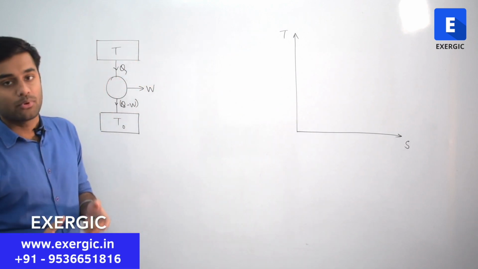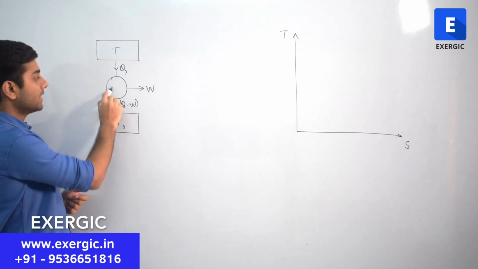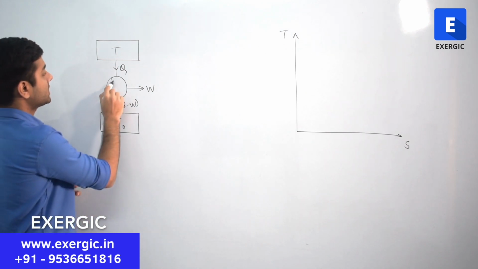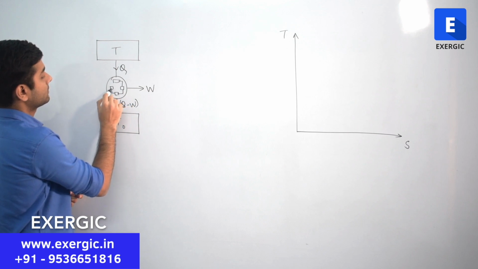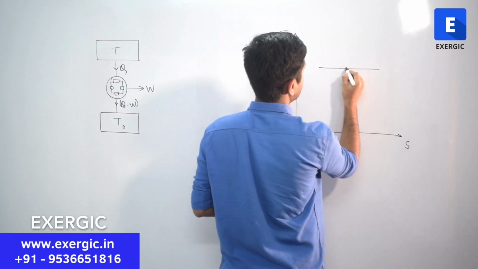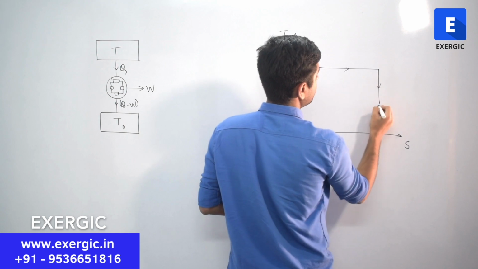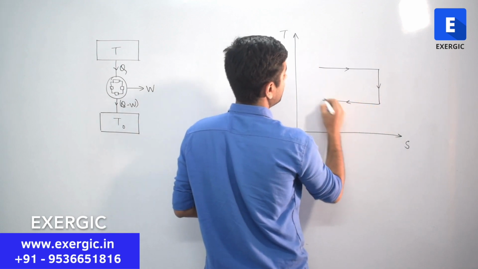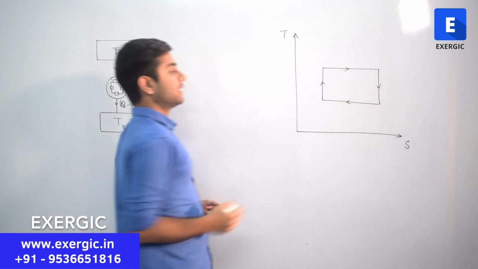As I told you, suppose that it is a Carnot cycle which is running inside this heat engine, right? So Carnot cycle will be having 4 different processes. First one is going to be reversible isothermal, then it is going to be reversible adiabatic, then again reversible isothermal, then again reversible adiabatic. In this way the cycle will get completed. Correct?